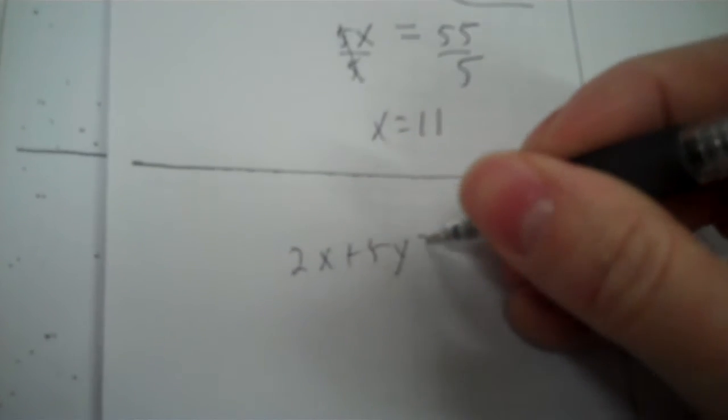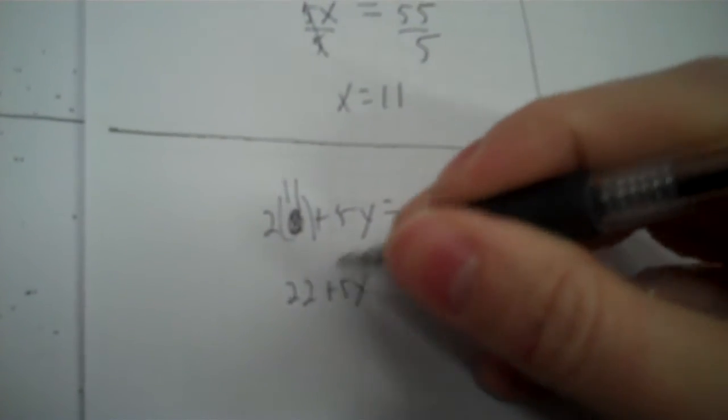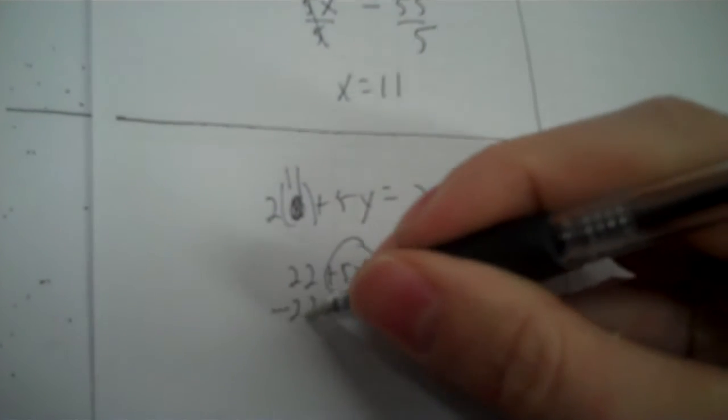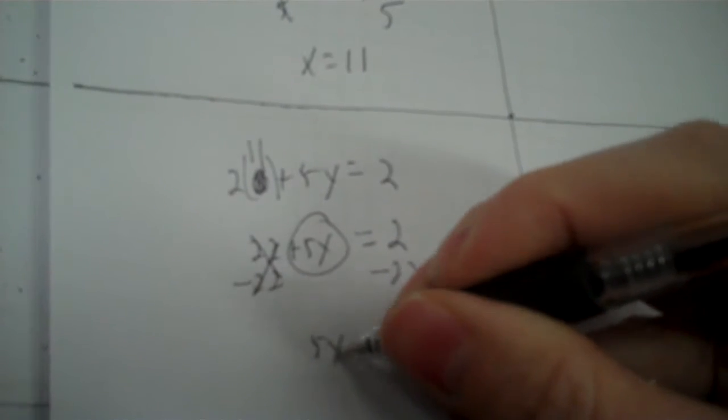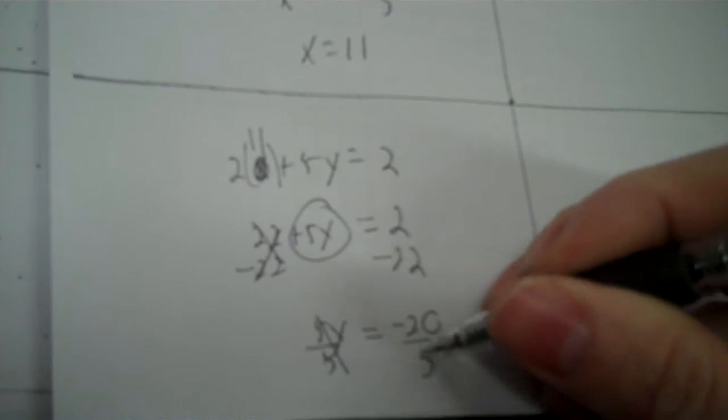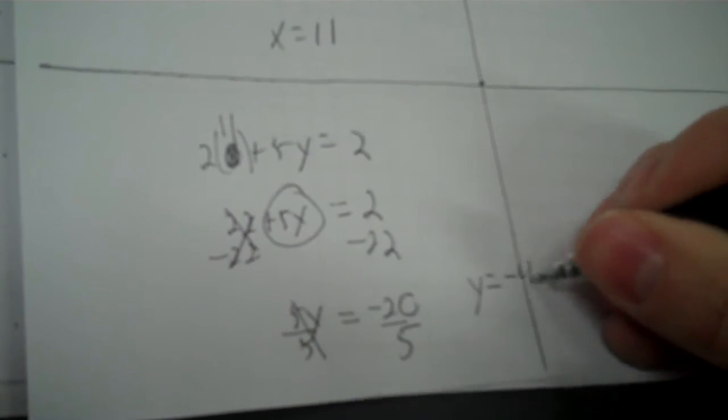55 divided by 5. Okay, use one of your top equations, 2x plus 5y equals 2, and we know that x is 11. 2 times 11 is 22, so I have 22 plus 5y. Let's get rid of our 22 by subtracting it. That's going to be negative 20 and then 5y. So now I divide by 5. And negative 20 divided by 5 is negative 4. Okay, so that's our solutions there.